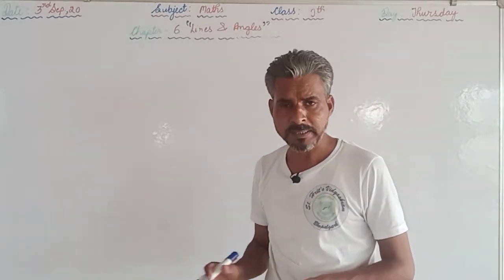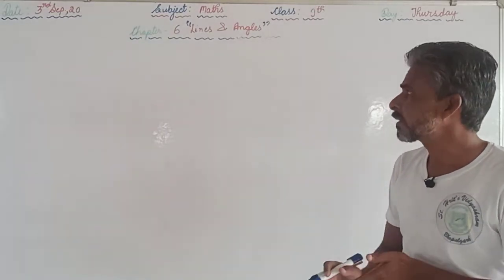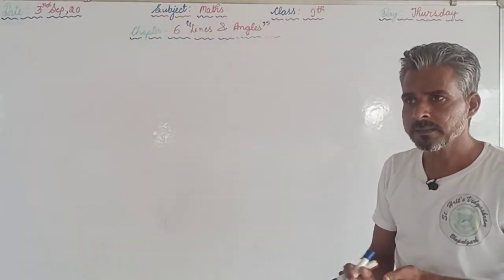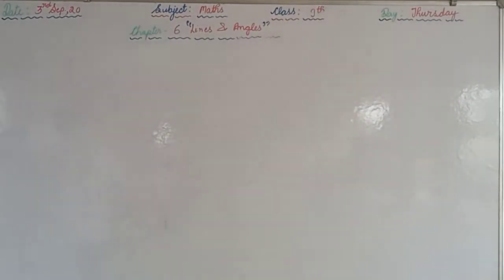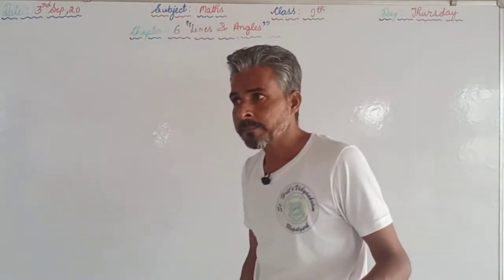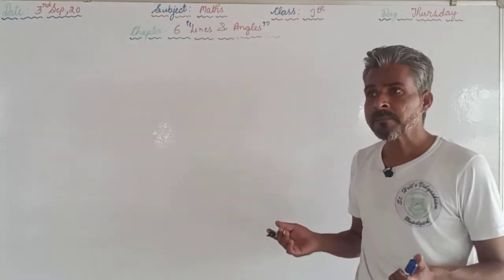This video is for class 9th and the subject is maths, and we are supposed to start the new chapter, that is chapter number 6, and the name of the chapter is lines and angles. So before starting the chapter, before starting the exercise, we should discuss some terms which will be important, which will be useful to solve the questions.